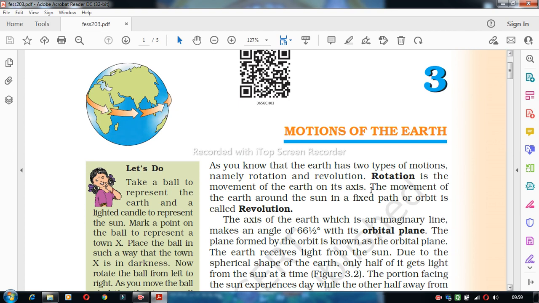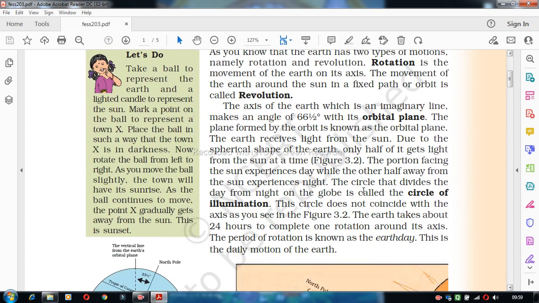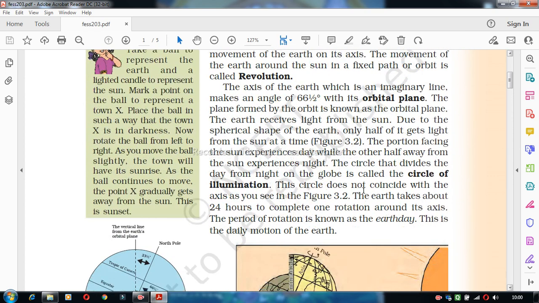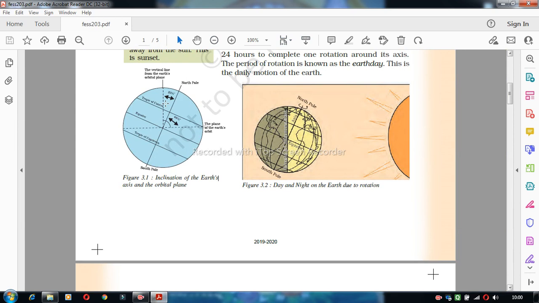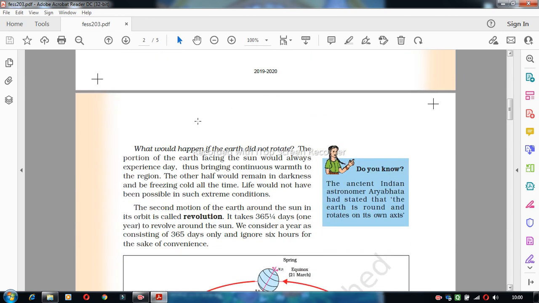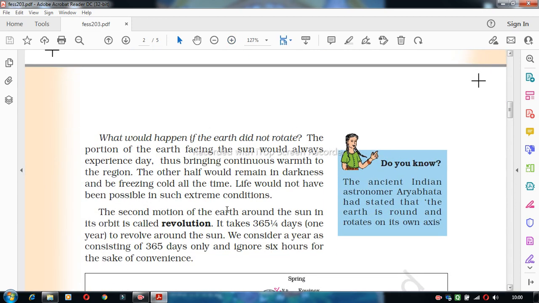When the Earth is revolving around the Sun, then that is going to be called revolution. Clear? Then we saw the orbital plane and the circle of illumination. And I told you to draw the two diagrams, figure number 3.1 and 3.2. Both these diagrams you have to draw in your notebook. Next, we are going to see another point. What would happen if the Earth did not rotate?